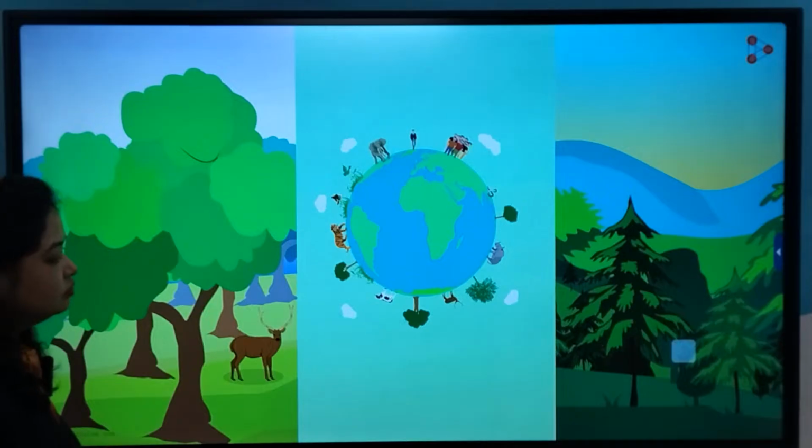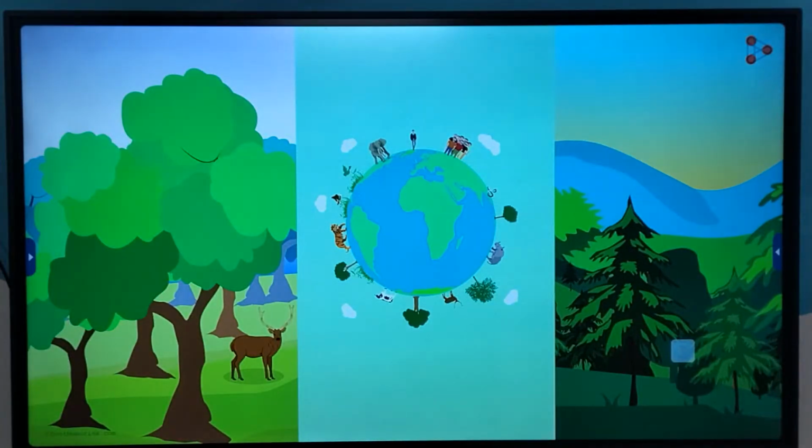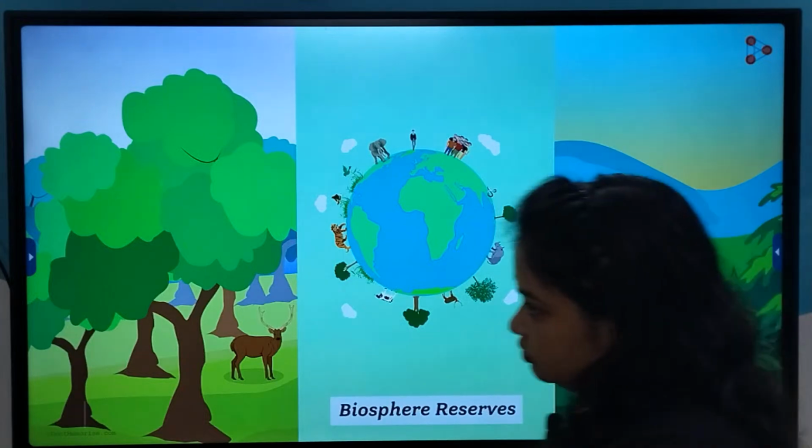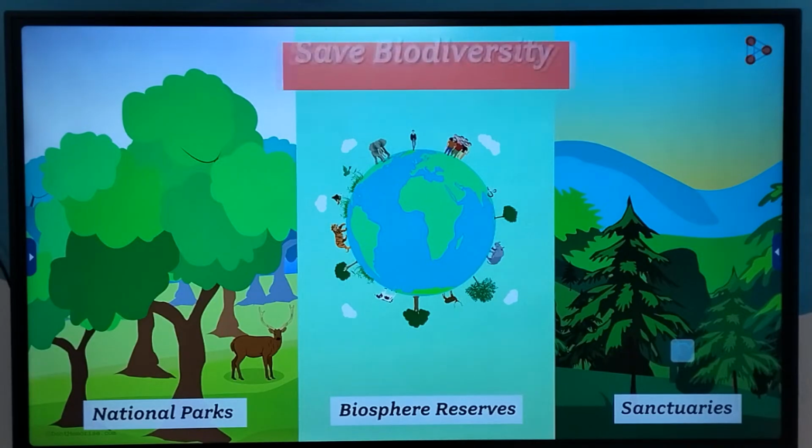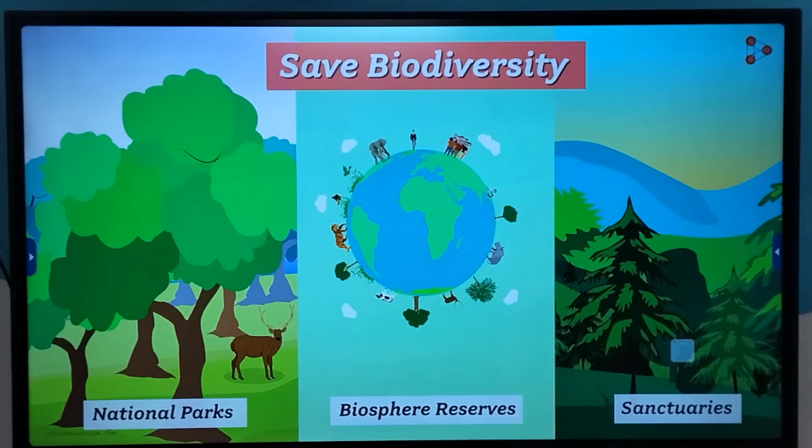In the previous video, we have seen that the three types of protected areas are sanctuaries, biosphere reserves, and national parks. What do you think is the difference between these three protected areas? They are all meant to save biodiversity, that's right. Let us look at what distinguishes one from the other.